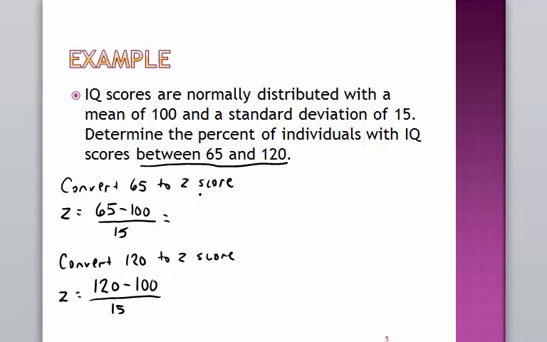65 minus 100 is negative 35. And we're going to be dividing that by 15, which is going to give me, and I'm going to round this to 2 decimal places, negative 2.33. For the bottom one, 120 minus 100 is 20. We're going to divide that by 15. And that's going to give me, again, rounded to 2 decimal places, 1.33.